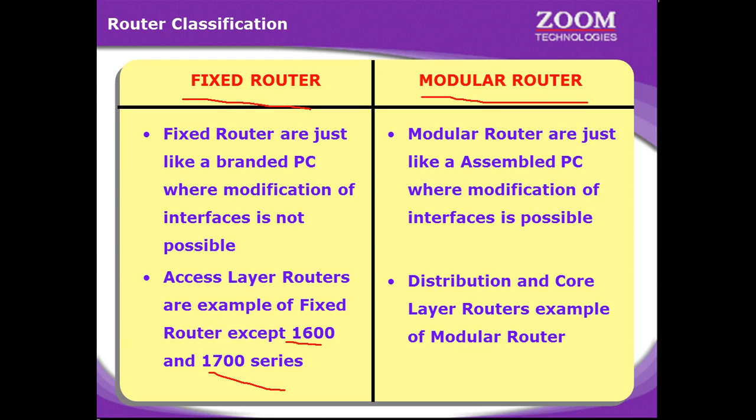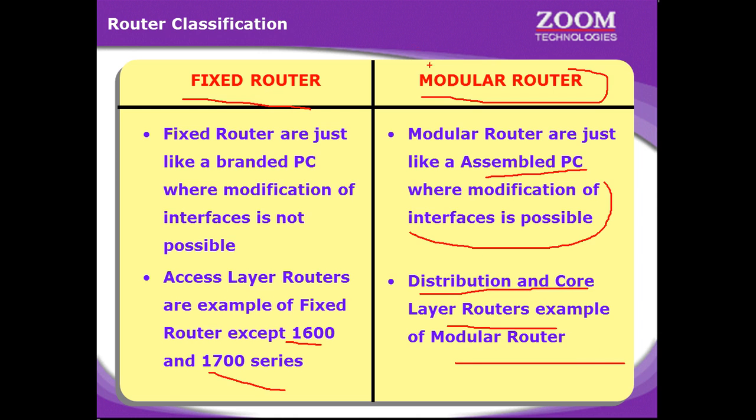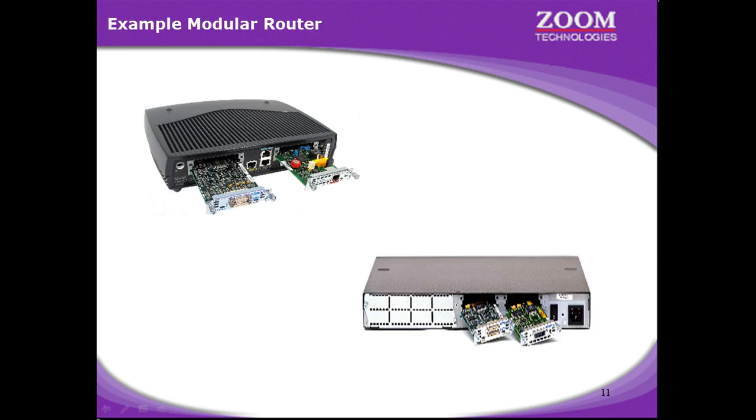On the other hand, there is the modular router. Modular routers are just like an assembled PC where modification of interfaces is possible. That means you can add or remove a Fast Ethernet or serial interface. Distribution and core layer routers are modular routers. So modular routers are always better compared to fixed routers, since a serial interface or Fast Ethernet can be added or removed. That is a modular router.